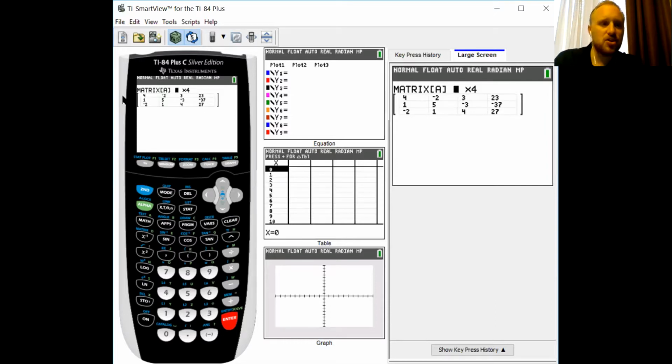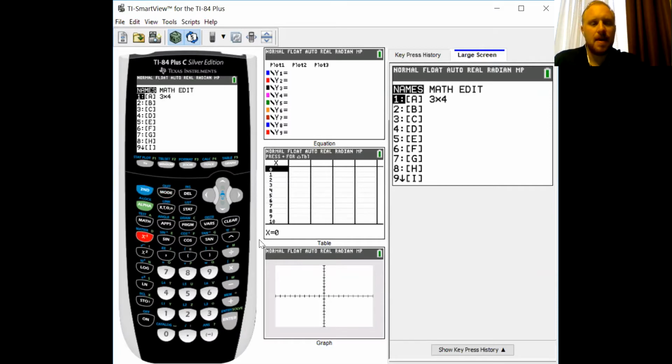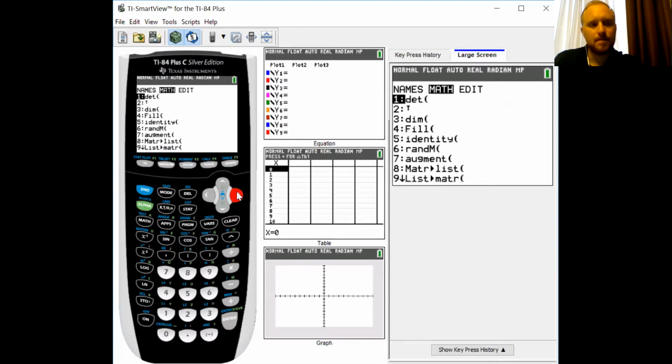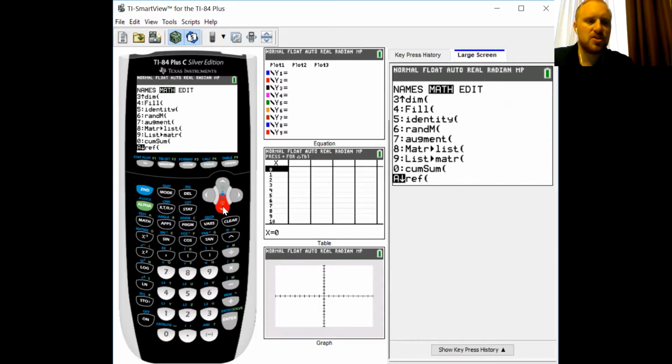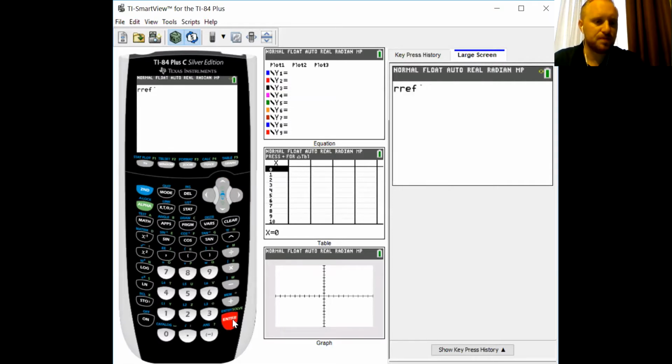Okay, so once we have our matrix filled in, and the reason I'm doing a 3x4 is because I had 4 different terms, I'm going to hit second quit. I'm going to go back to it, so I'm going to hit second matrix again. I'm going to scroll over to math, and I'm going to go down to a thing known as reduced row echelon form, which is RREF. This is the computation that the calculator is doing to be able to find X, Y, and Z. So all of the work that we just did is technically called reduced row echelon form. So I'm going to press enter.